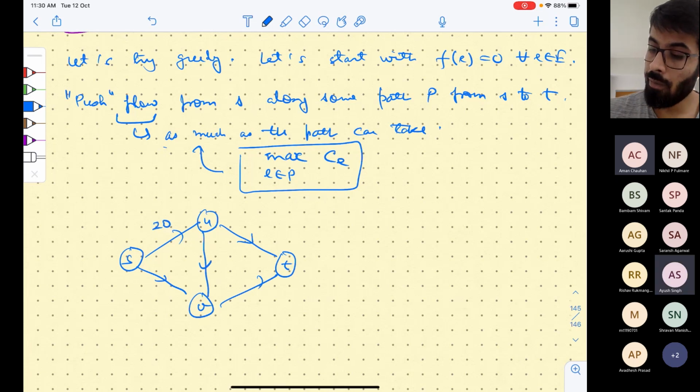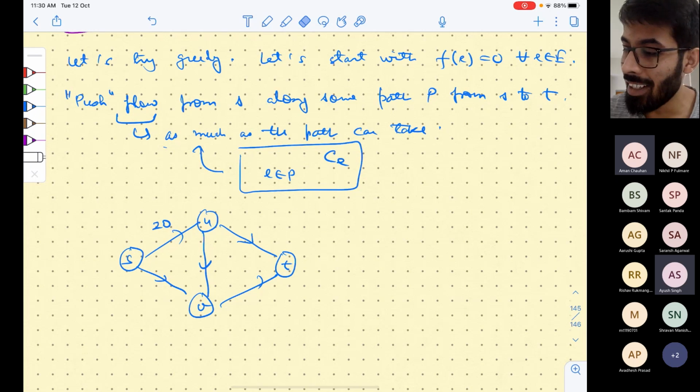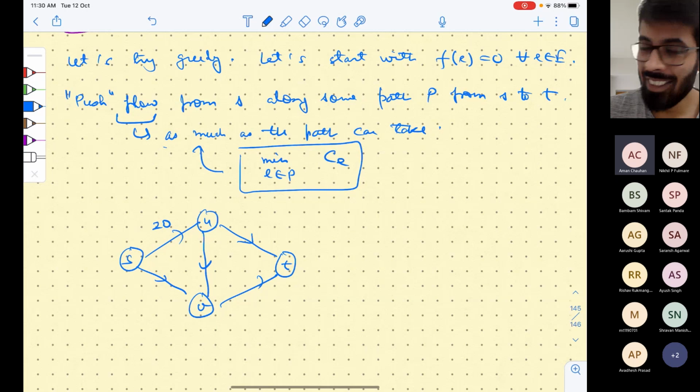Sir, why should it be maximum over all the edges in the path? Should it not be minimum? Right, it should be minimum. Thank you. Yeah, of course, it shouldn't be the max, because the capacity should be defined by the bottleneck. Thanks for pointing that out.